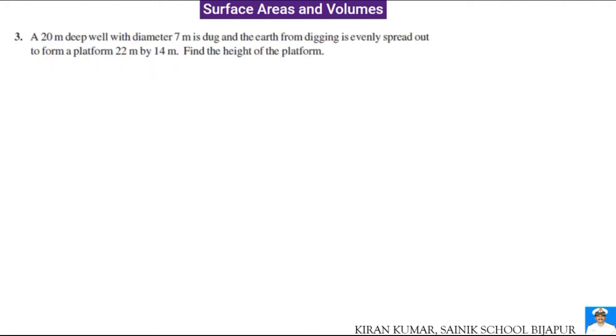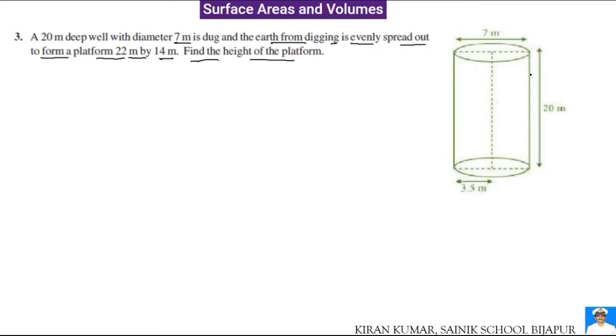Question number 3. A 20-meter deep well with diameter 7 meter is dug and earth from the digging is evenly spread out to form a platform 22 meter by 14 meter. Find the height of the platform. Here, the well will be in the shape of a cylinder, and this cylinder has got 20 meter depth, which is height of the cylinder, 7 meter diameter, hence the radius is 3.5 meters.